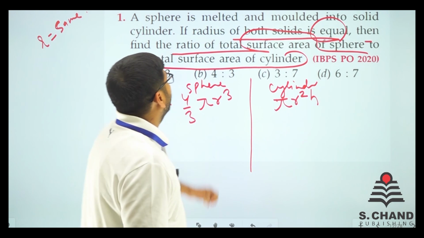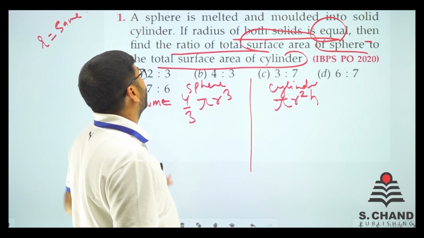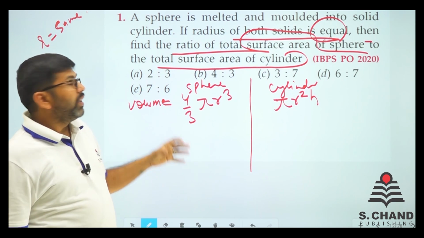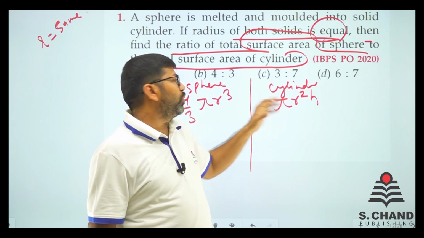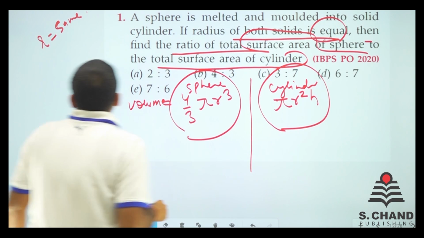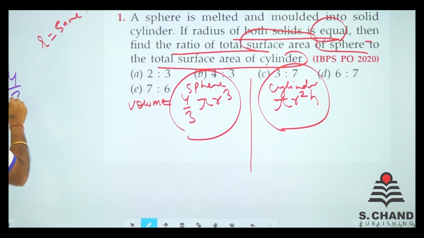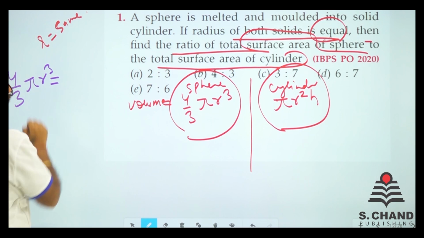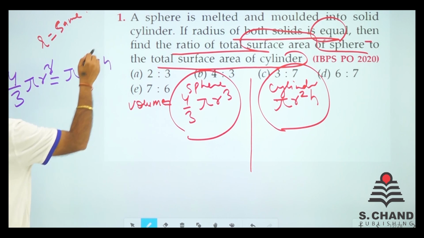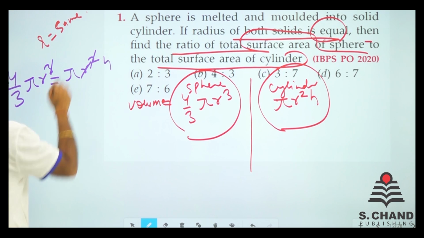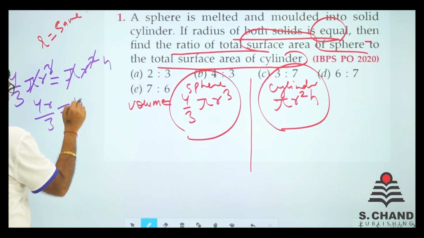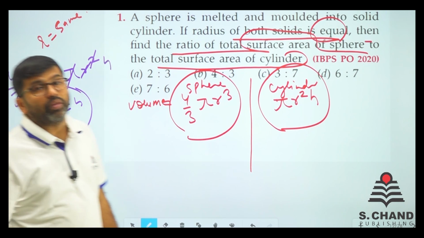But if it is said that the radius is same, find the ratio of total surface area. We know that this sphere is molten and molded into cylinder, right? So the volume here is equal to volume here. So when we write like that, 4 by 3 pi r cube is equal to pi r square h, right? So we have this gone, this also gone. So we have 4r by 3 is equal to h. So we have found the formula of h in terms of r.